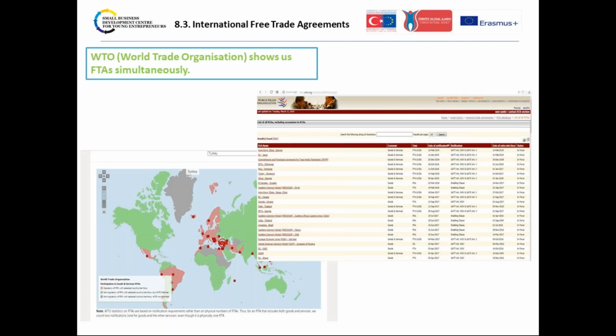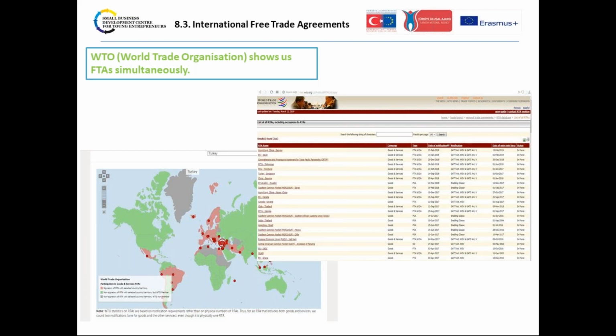One of the last titles is the International Free Trade Agreements. After we recognize every parameter, you have to check the trade agreements, because this is very useful for trading between countries. If you click on the World Trade Organization website, you will see there are some free trade agreements between countries. First, let's check the map.